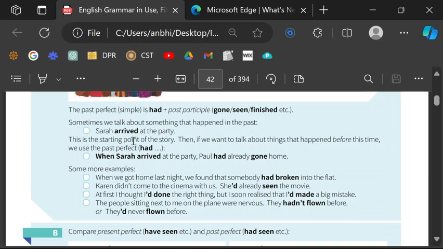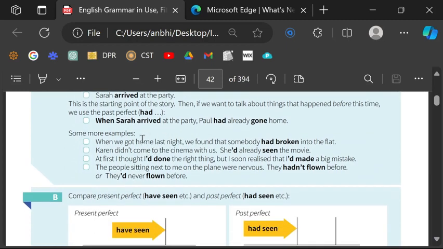Past perfect. Sarah arrived, okay, we've seen this. Some more examples. When we got home last night, this is past, we found, also past, that somebody had broken into the flat. The flat is the apartment, remember? In a building, one apartment is a flat. So when they got home, they found out that somebody had broken into the flat. Something happened before that. It's an action that happened before they got home, you see?